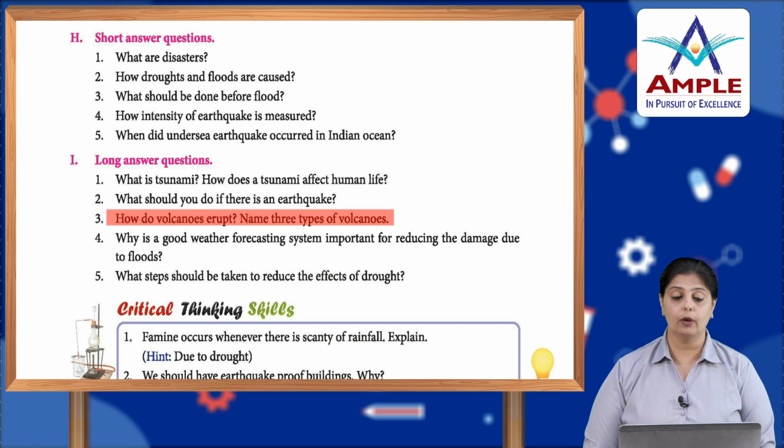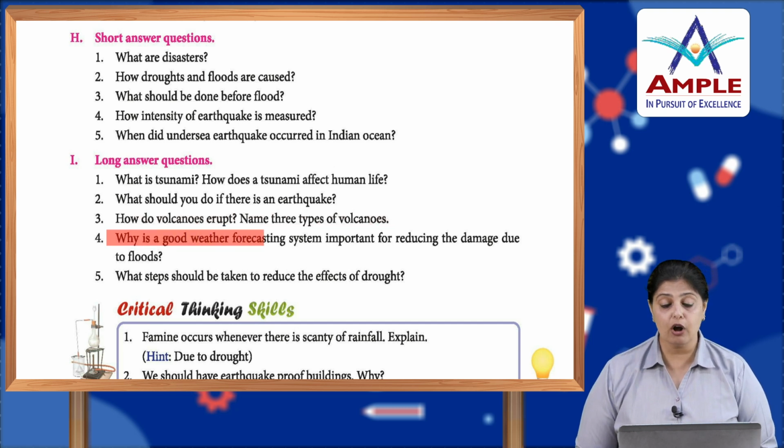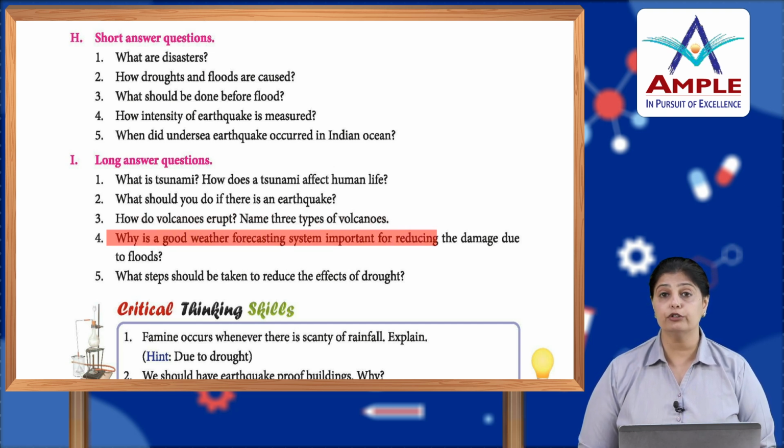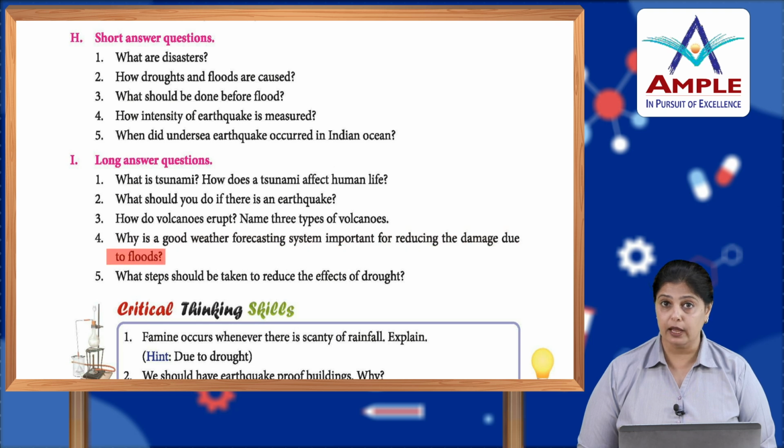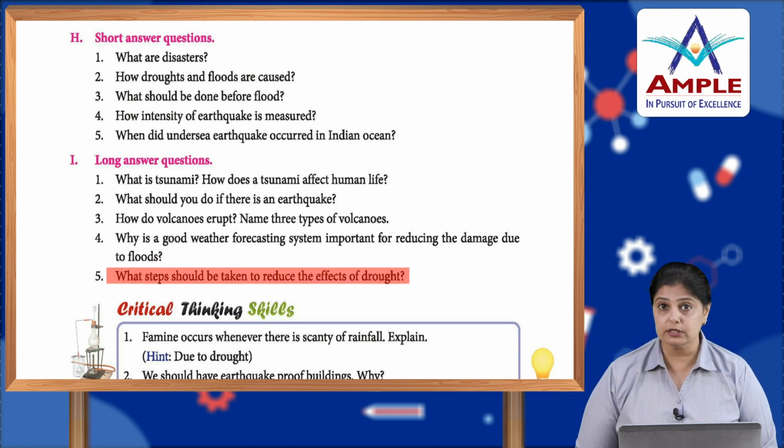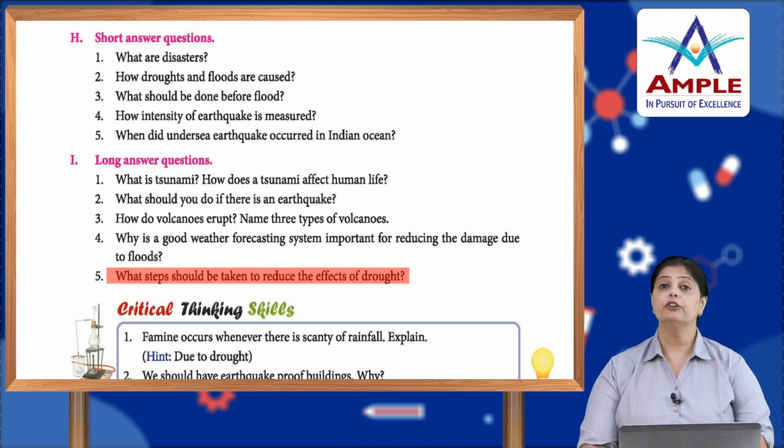The method. Okay. Why is a good weather forecasting system important for reducing the damage due to floods? So, what can be prevented if the weather forecasting system is good? What steps should be taken to reduce the effects of droughts? So, how can droughts be reduced?